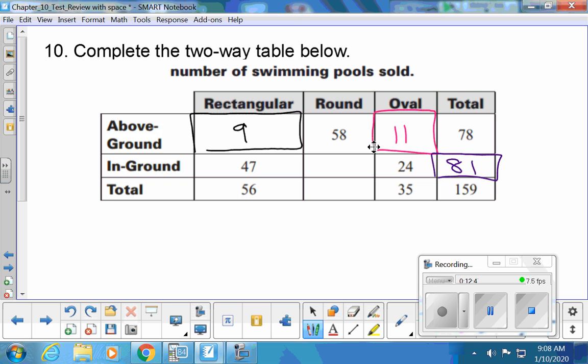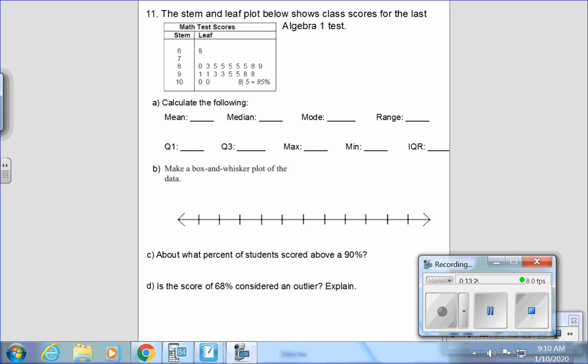All right, who wants to help me with my next one? Me. Let's go with Ethan. The round total. Round totals is where he wants to go next. So 159 minus 35 minus 56. What did you get? Okay. And then who wants to help me finish it out? All right, Garrett, what did you get for in-ground round? 68 minus 58 is 10. Good job.